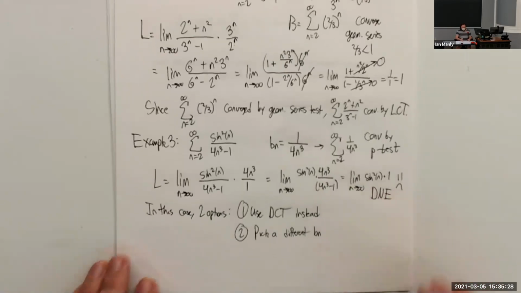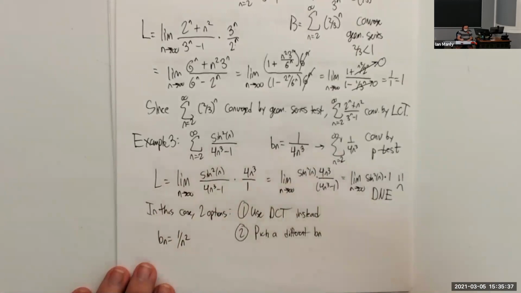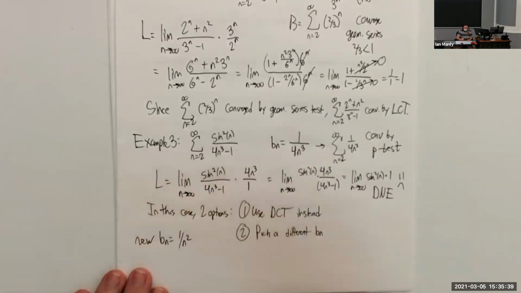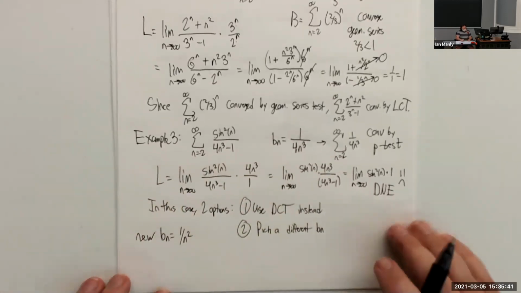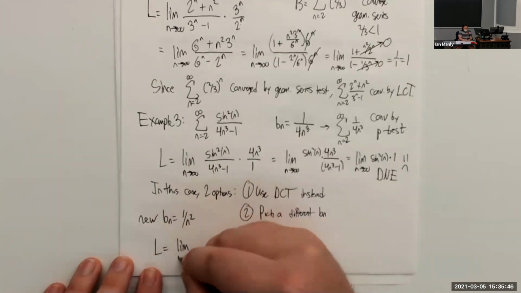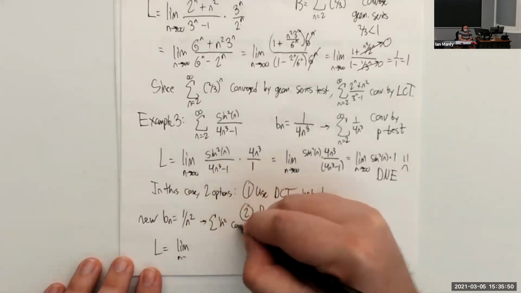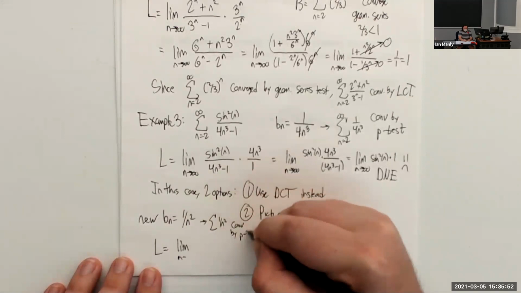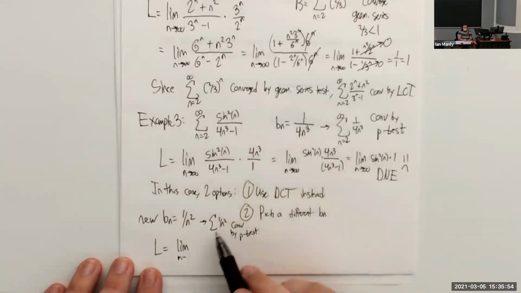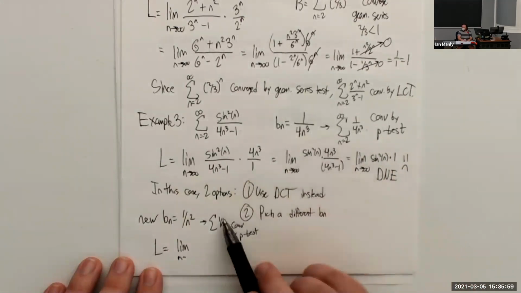All right, now I'm going to pick a different BN, and I'm going to explain why I picked it afterwards. So I'm going to pick BN is 1 over n squared. I'm going to try this as my new BN right here. All right, let's go ahead and try this instead. Oh, I guess we should say that the sum of 1 over n squared converges by the p-test. So notice that the BN I picked did the same thing that my original BN did right here.